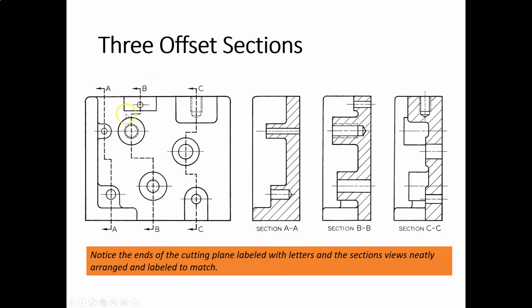And then we want to cut through this detail. So we cut through this hole, jog over, cut through this larger hole, jog over, cut through this cylinder and hole. All right. And then this is section BB. And you can see the detail right there. Notice that in section BB, we do not show the hidden lines for section AA. By the way, these hidden lines represent threads. So this is a tapped hole.